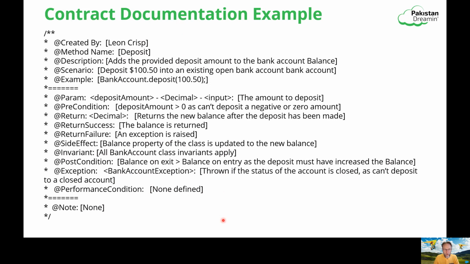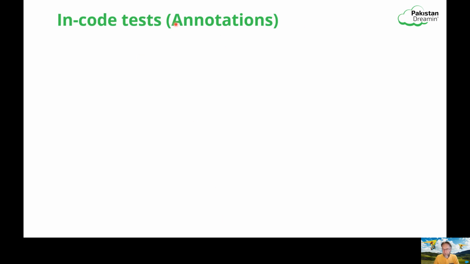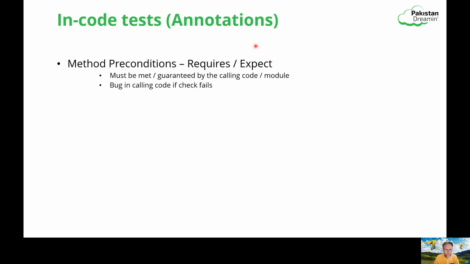Now we have a look at the in-code tests. Sometimes these are called annotations. The types of tests we have are actually four types. We have precondition tests, as we've been looking at preconditions already, but these tests are sometimes called requires or expects, because your method requires these conditions be met or expects these conditions to be met. They must be guaranteed by the calling code. If these in-code tests fail, then it means there's a bug in the calling code.